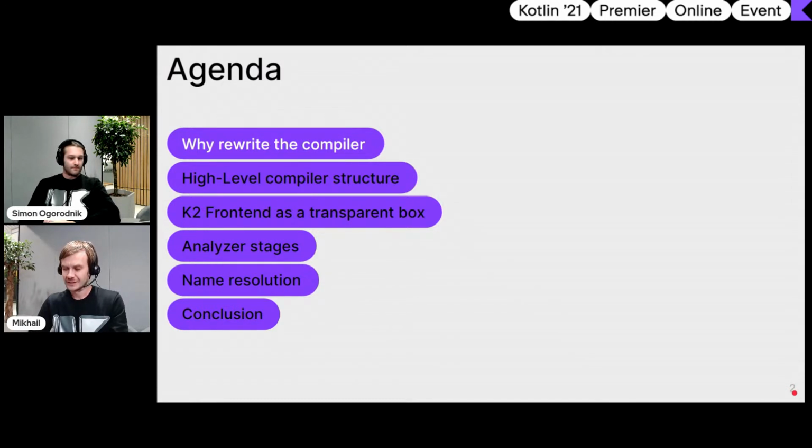About the agenda. First, we will talk a little bit about why we have decided to rewrite the compiler. Then we will go top-down, beginning with the high-level compiler structure, the front end and the back end. Then we will consider the K2 frontend more attentively as a transparent box. Then we will tell you a little bit more about the most complex front-end component, the analyzer. Then we will move to the name resolution. It's the most complex task of the analyzer. And finally, during the conclusion, we will tell you a little bit about the performance.